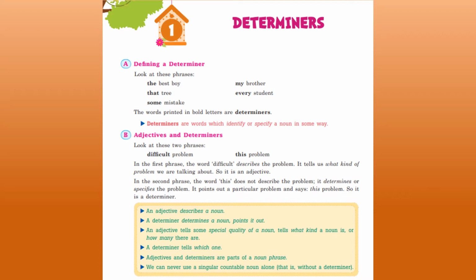So these are the points you have to remember. An adjective describes a noun. A determiner determines a noun or points it out. An adjective tells some special quality of a noun, what kind of noun it is or how many there are, whereas a determiner tells which one. Adjectives and determiners are part of a noun phrase. We can never use a singular countable noun alone, that is without a determiner.